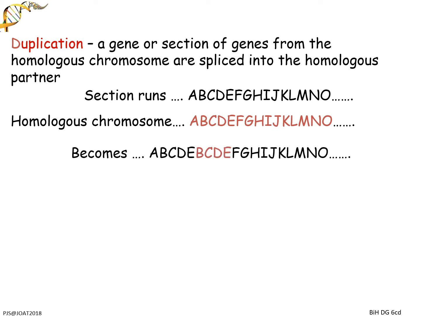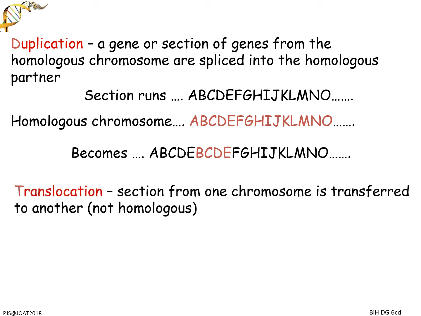So in this case, we have copied the B, C, D, E section, and you've now got 2 copies of 4 genes on just one chromosome, which means if that then goes into being in a particular sex cell, then when the new homologous chromosome comes along, you're going to end up with 3 copies of the same gene.